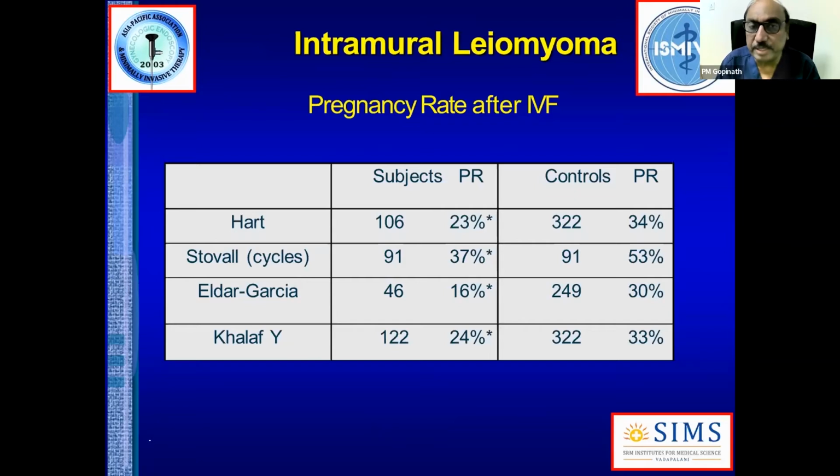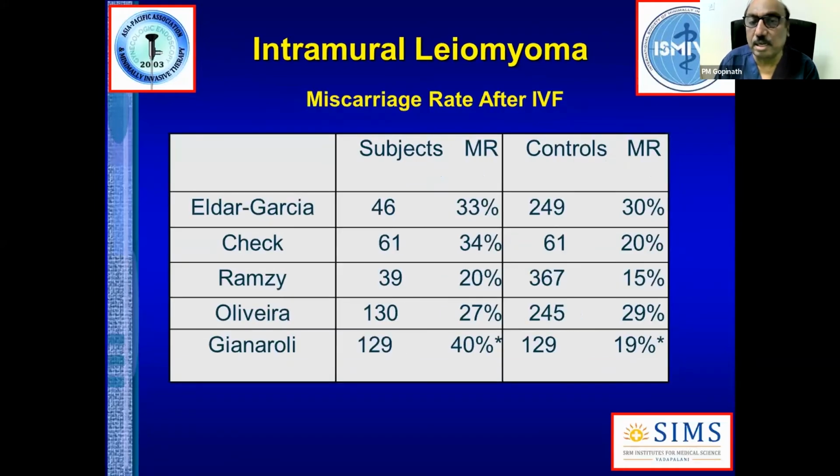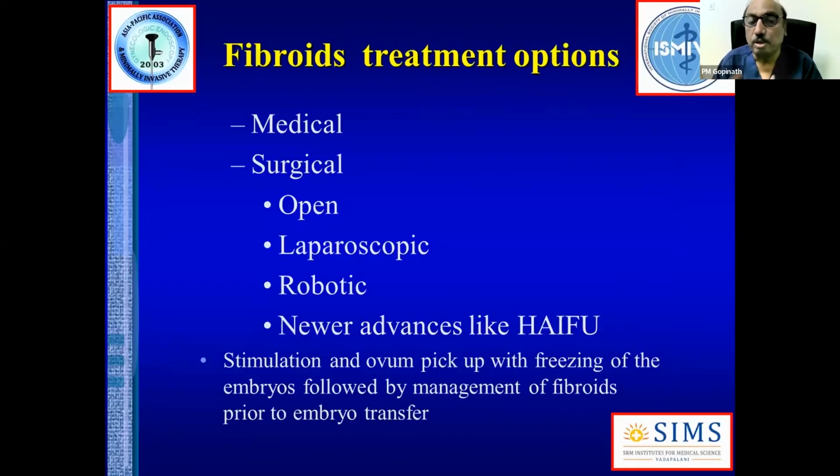You look at the pregnancy rate after an IVF here in an intramural fibroid. In different studies, they have compared it with the control, and the pregnancy rate is much less than the control. However, the miscarriage rate is much higher than the control in all the studies. So this is to say, you have to go through some form of treatment before ART.